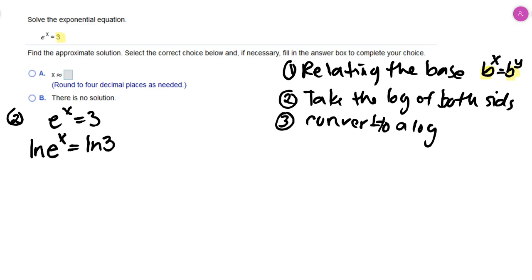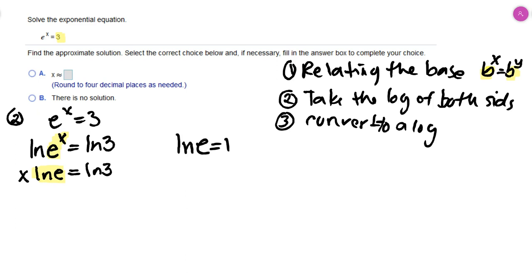And once you do that, then inside this left-hand side, you have something to a power. And that means you can use the power rule. And the power rule allows you to pull that exponent in front. And it gets the variable out of the exponent. Then we want to simplify natural log of e. Natural log of e is equal to 1.